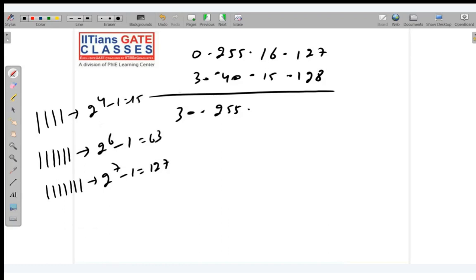And 16 is what? 2 power 4, that means 1 followed by 4 zeros, and here we have 4 ones, so nothing is common between them. So what will I get? All ones I will get. So what will I get? It is 31.